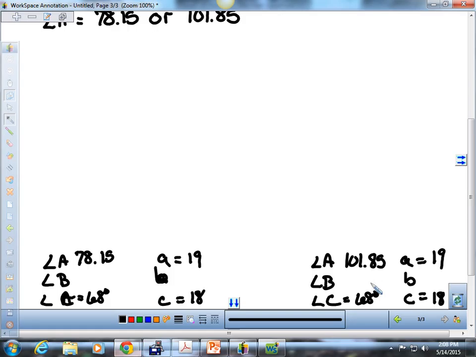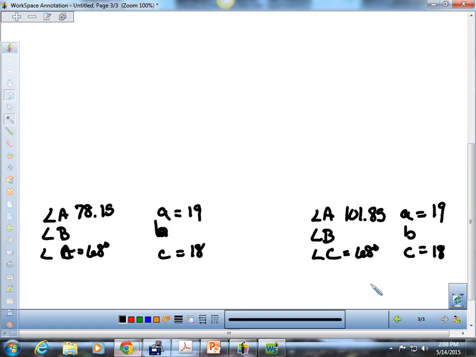All right, so find your other two angles for me. What's angle B going to be over here? So 180 minus 68 minus 78.15, what's angle B over here? 33.85? 33.85, what's angle B going to be over here? 10.15.